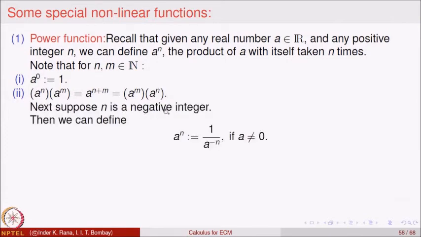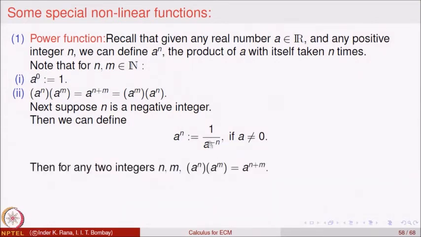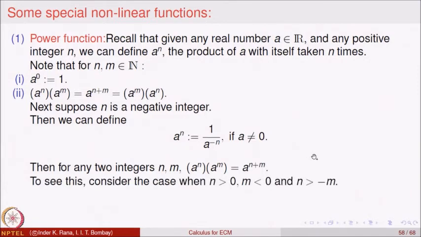And for a negative number, you define a raised to power n to be 1 over a raised to power minus n if n is negative. A raised to power 0 is already defined. So, this is what is called powers when it is an integer. We want to go a step further, but keep in mind the formula that a raised to power n into a raised to power m is equal to a raised to power n plus m. Even for integers, this makes sense.